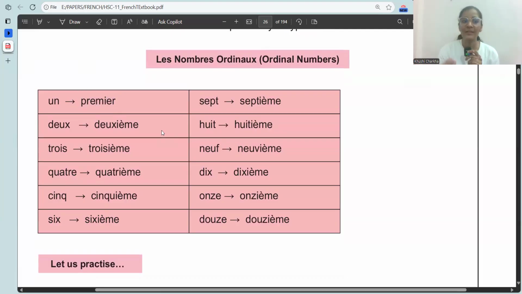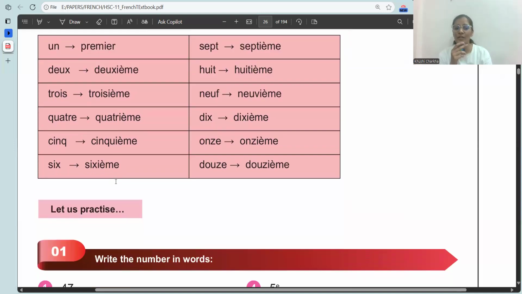Premier means first. Deuxième, troisième, quatrième, cinquième, sixième, septième, huitième, neuvième. Here it becomes V, okay? Neuvième, neuvième, dixième, onzième, douzième. If you can notice over here where there is a number ending with the letter E, this last letter E vanishes over here. It only takes what? IÈME. Okay, these are the ordinal numbers.